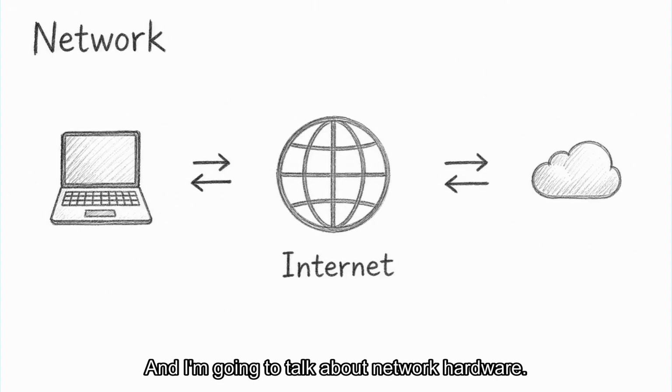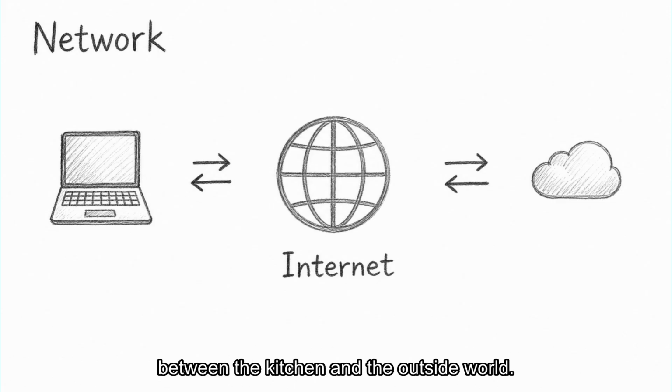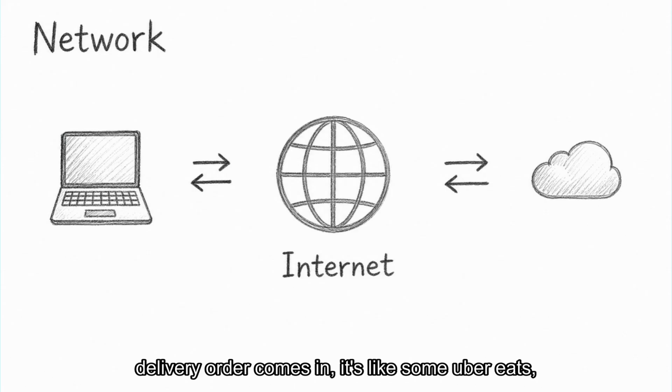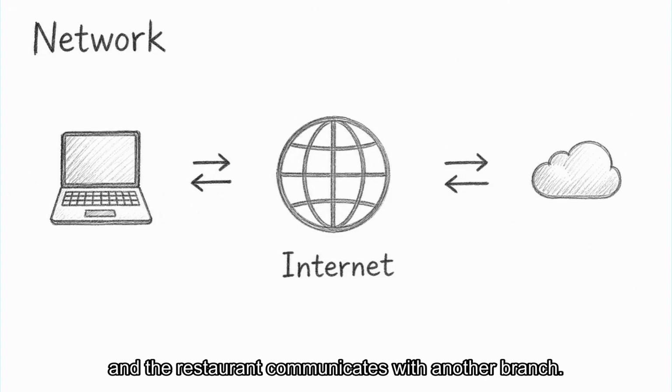And I'm going to talk about network hardware. In the kitchen analogy, it's like a connection between the kitchen and the outside world. For example, an online order comes in, a payment system receives requests, and the restaurant communicates with another branch.